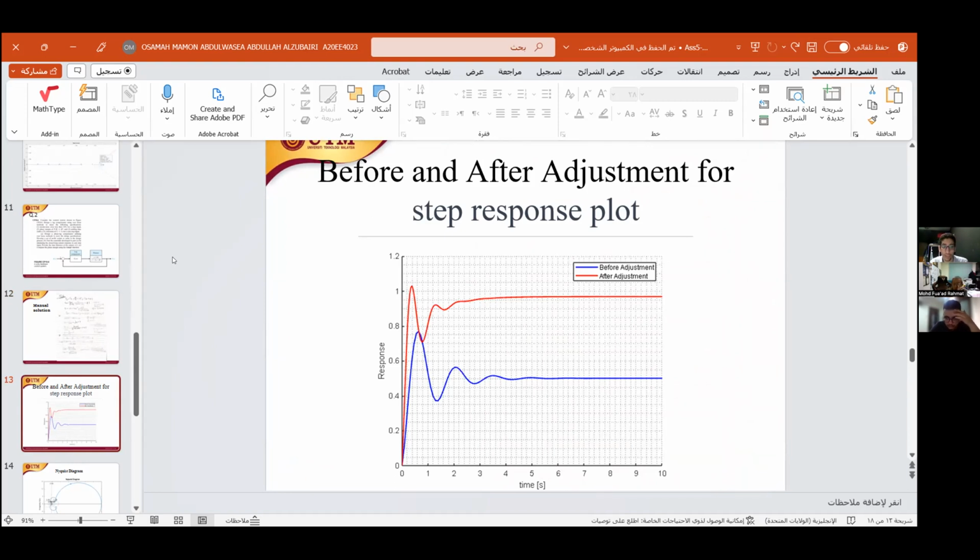I plotted the step response plot. The red system is after the adjustment, and the blue one is before the adjustment of the lag compensator. Is this using Excel? No, this is MATLAB, but online. MATLAB online.